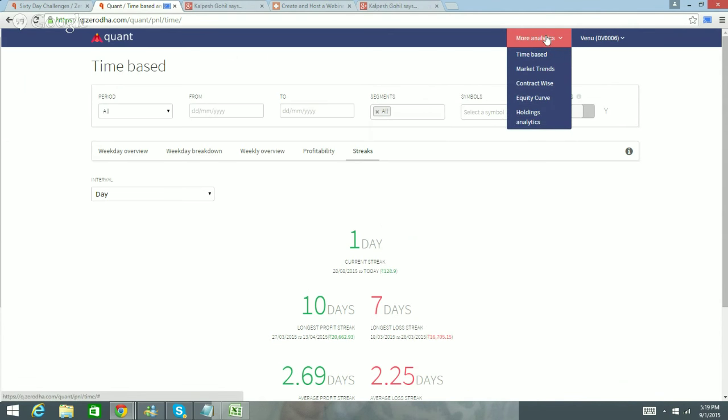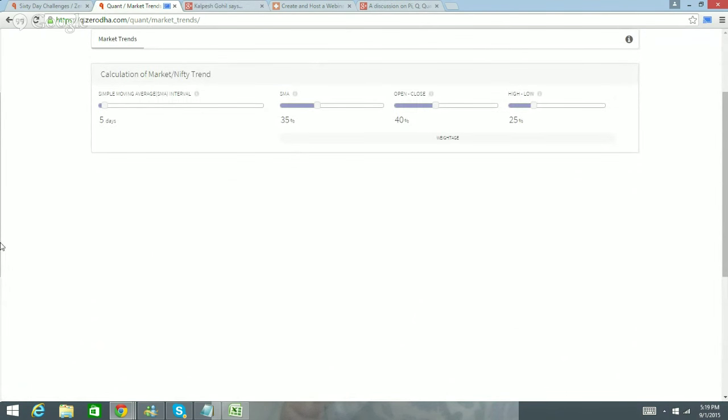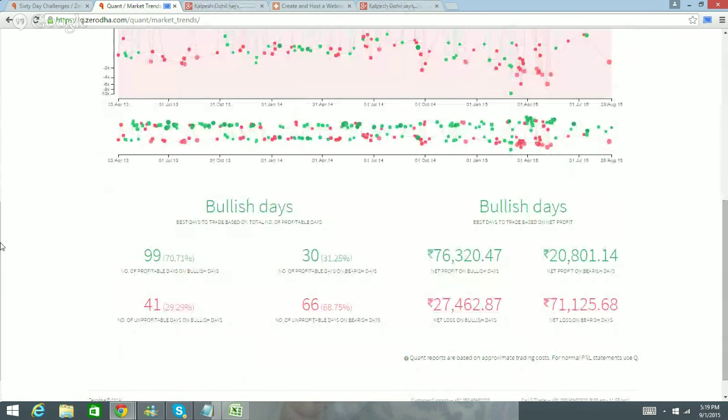So what did we look at? We looked at time based. Okay, so market trends. Some people are good in bullish markets, some people are good trading the bearish markets, right? So Venu is really good trading the bullish markets. He's profitable 70% of the days. So Venu is more of a long only guy. That's why he's making money on bullish days and is typically losing money on bearish days, right?